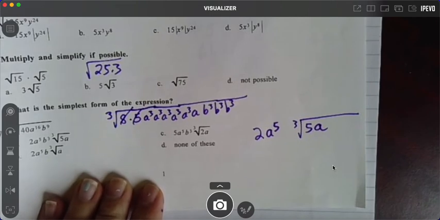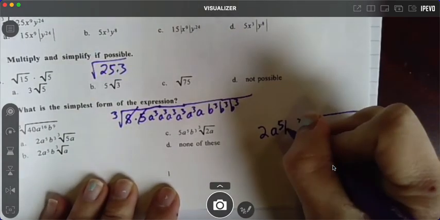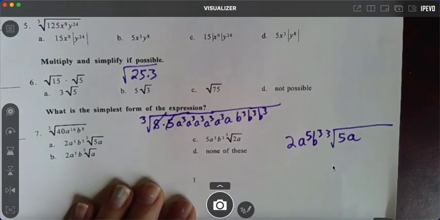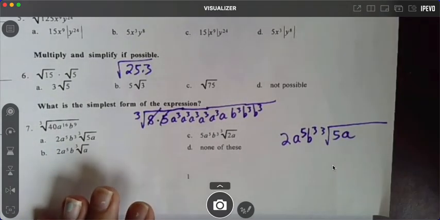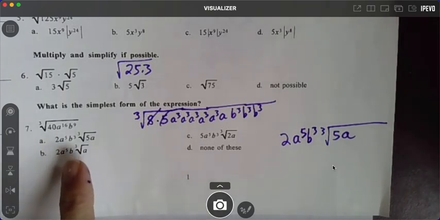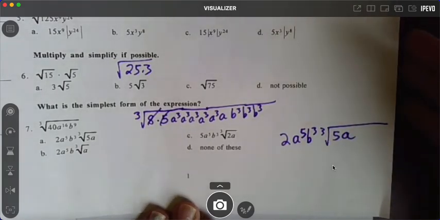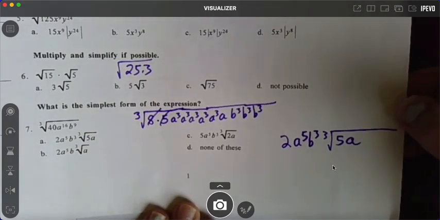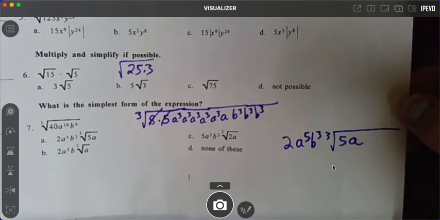You can already tell the answer, right? And then I have b to the 3rd, okay? So that's already your first 7 problems on your quiz. There's 11, okay? So your answer is A. Because it has a 5 and an a underneath, okay? Just take it step by step on there.